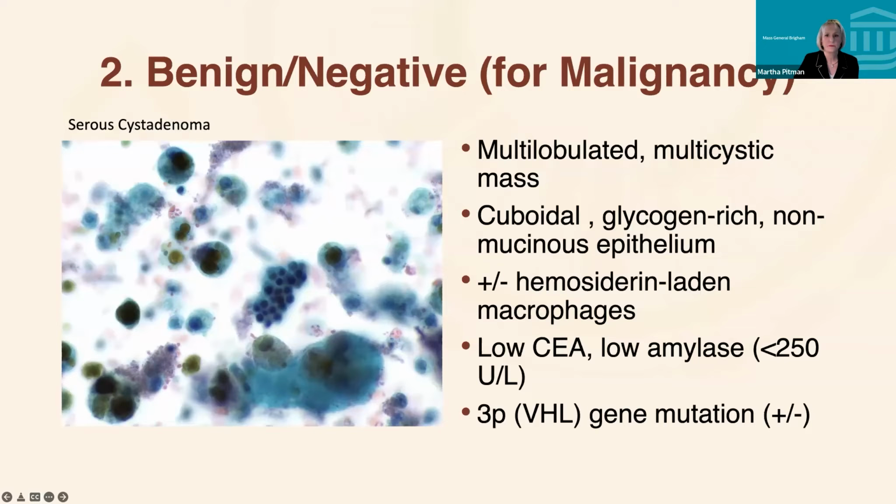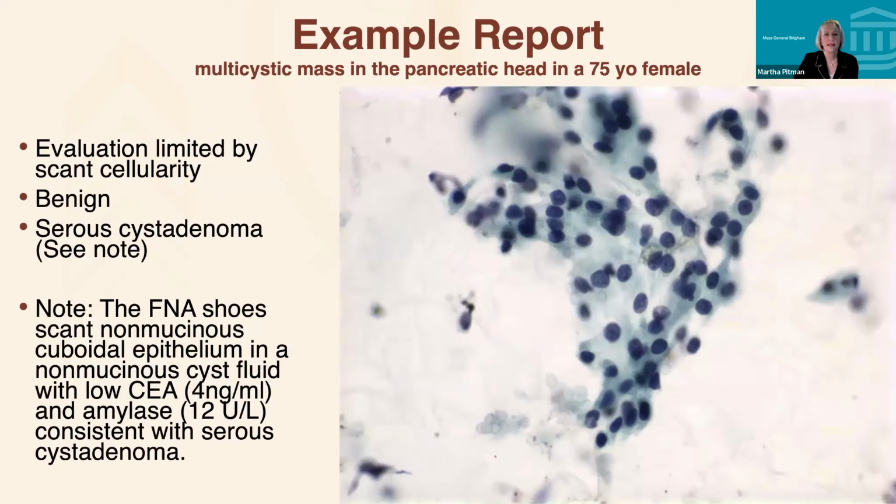So here's an example, a multicystic mass in the pancreatic head of a 75-year-old female. And often the age can be very informative. Grandmother's tumor, so older females. So it's a scant cellularity, benign serous cystadenoma. Make a diagnosis above the line if you're confident about it. And then in a note, you can describe the characteristics that led you to make that diagnosis.